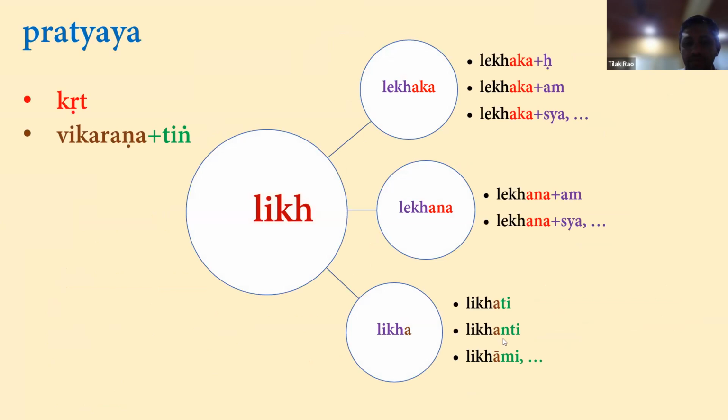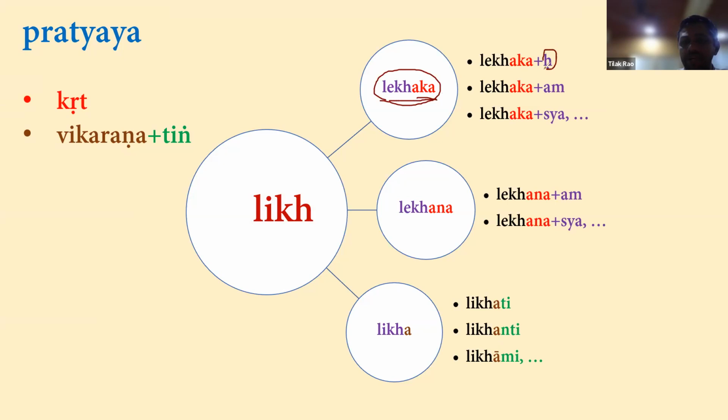So again, the same example. If you take the previous example, lik is a dhatu. By adding aka, which is a krit pratyaya, we get a noun form. So to get a noun form, we add krit pratyayas to a dhatu. So lekhaka is a noun form.